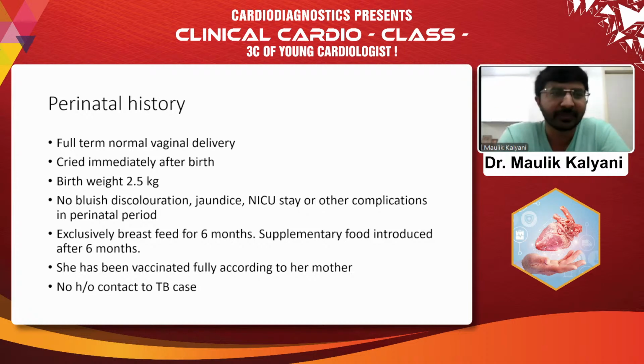Perinatal history. The patient had a full-term normal vaginal delivery. She cried immediately after birth, and birth weight was around 2.5 kg. No history in the perinatal period of bluish discoloration, jaundice, NICU stay, or other major complications. She was exclusively breastfed for 6 months and then started on supplementary foods. She has been vaccinated up to age according to the mother. There is also no history of contact with any TB case in the perinatal period.